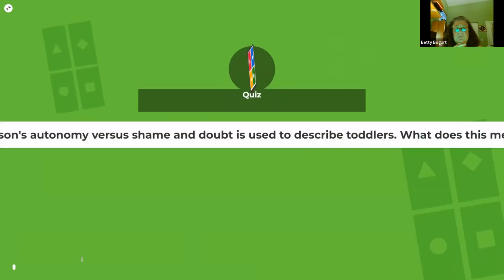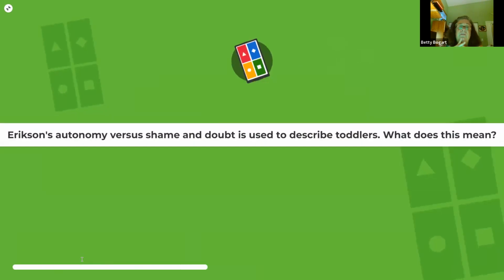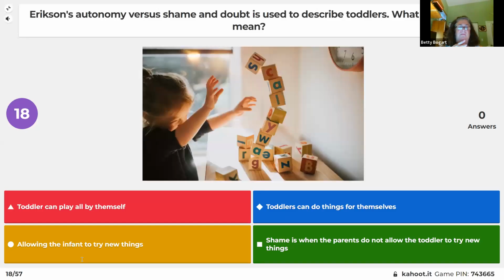A multi-select. Erikson's autonomy versus shame and doubt is used to describe toddlers. What does this mean?